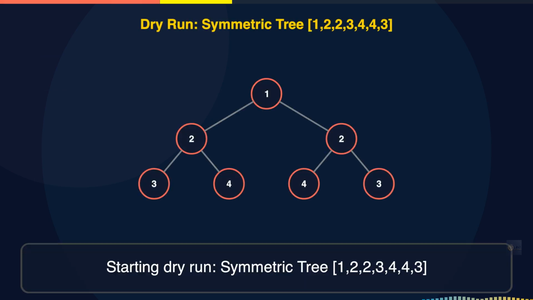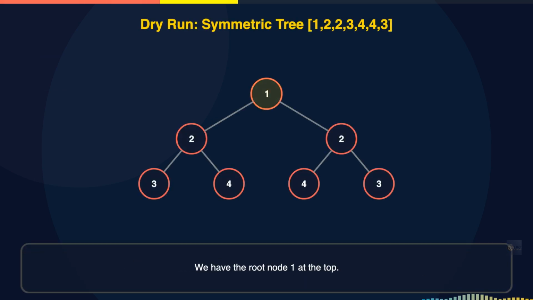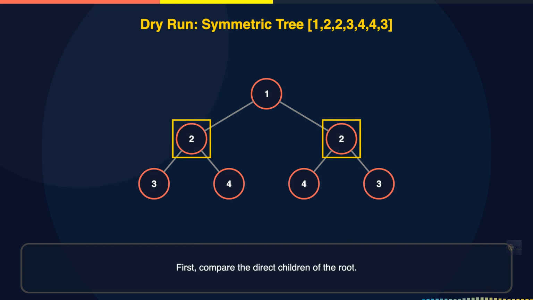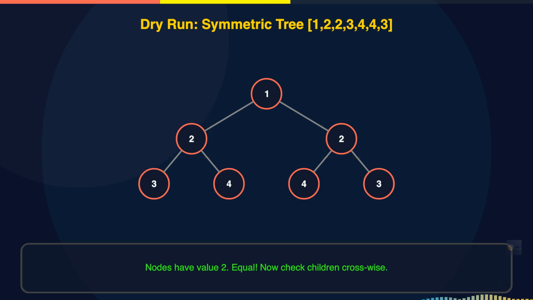Let us dive into the dry run. Look at the tree on your screen. We have the root node 1 at the top. We start our algorithm by comparing its left and right subtrees. We define a helper function, isMirror, that takes two nodes, t1 and t2. First, we compare the direct children of the root. Notice the gold highlights on the two nodes with value 2. These nodes are equal, so our condition is satisfied for this level.